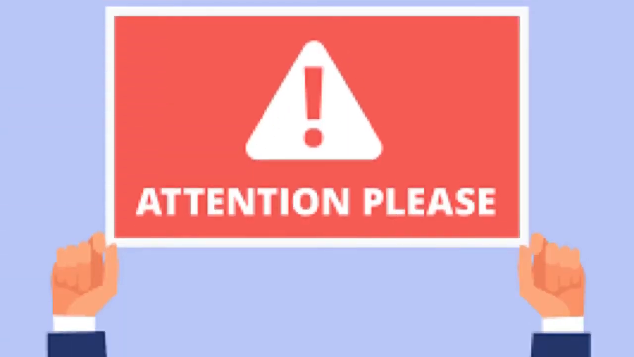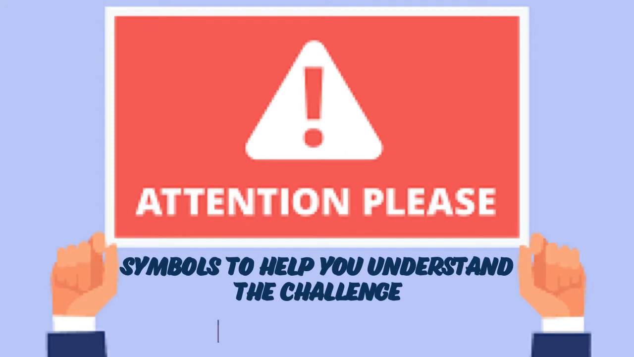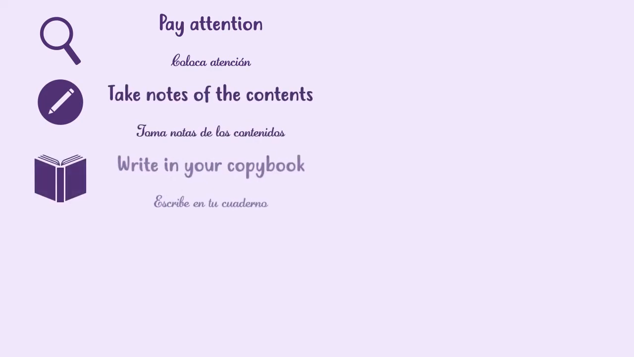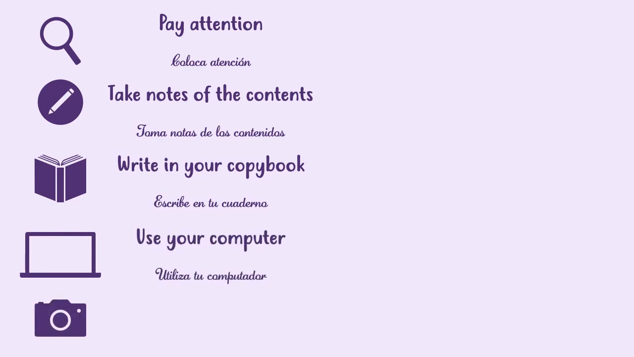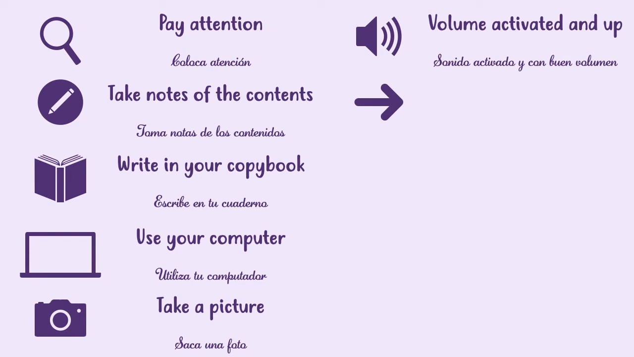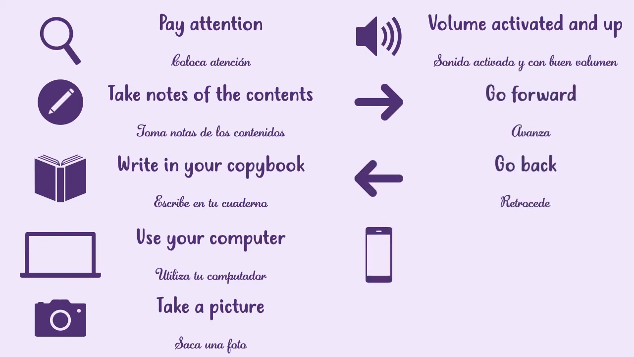Before we can continue, pay attention to the following symbols. They will help you understand the challenge. Number 1, pay attention. Number 2, take notes. Number 3, write in your copybook. Number 4, use your computer. Number 5, take a picture. Number 6, volume up and activate it. Number 7, go forward. Number 8, go back. Number 9, use your mobile device. And number 10, send an email.